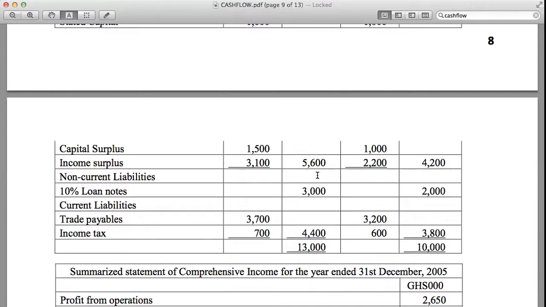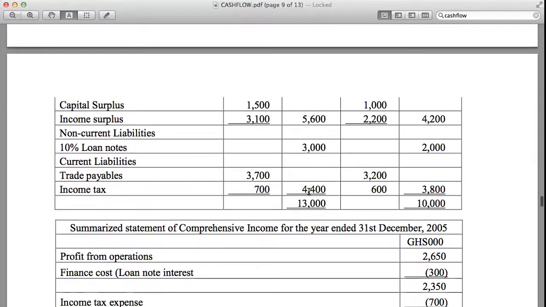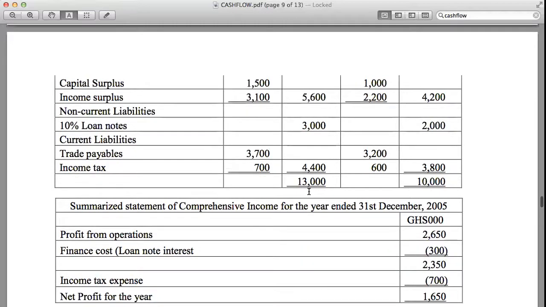Non-current liabilities, 10% loan note. It has moved from 2,000 to 3,000. Wow. So they have issued a loan note of 1,000. And that 1,000 is a finance activity. So you go to financing, 1,000. Well done. That's all. Current liabilities, trade payables. As usual, you match it under the change in working capital. Income tax, that's the tax paid. You do separate workings for it, then you are done. So this one is an illustration.